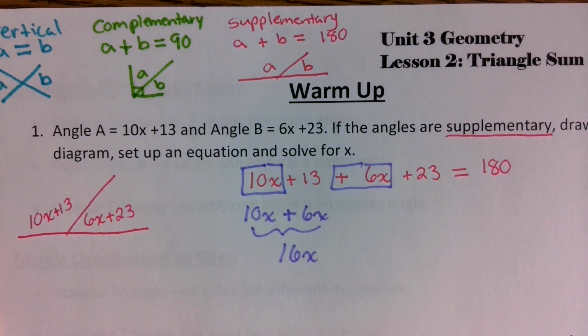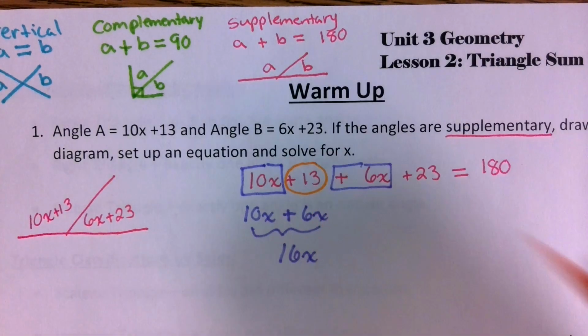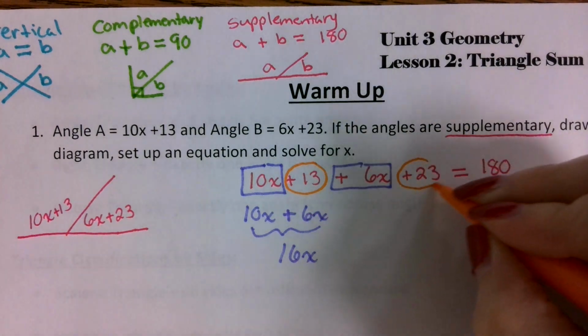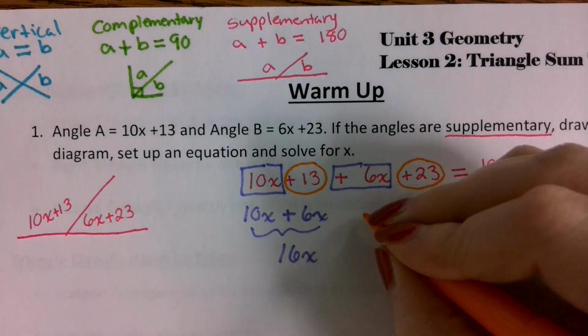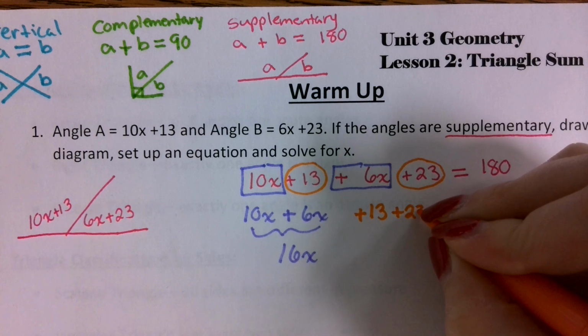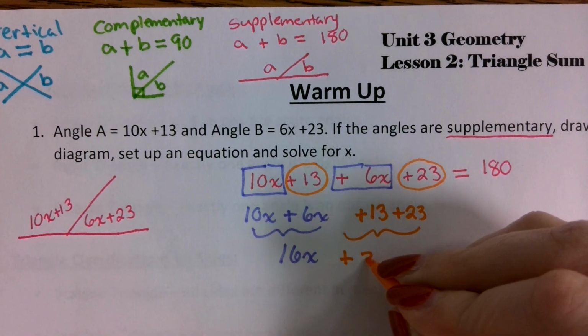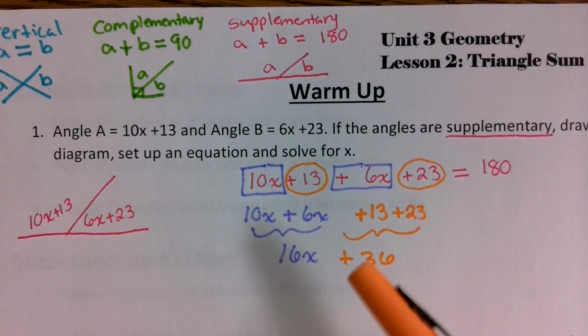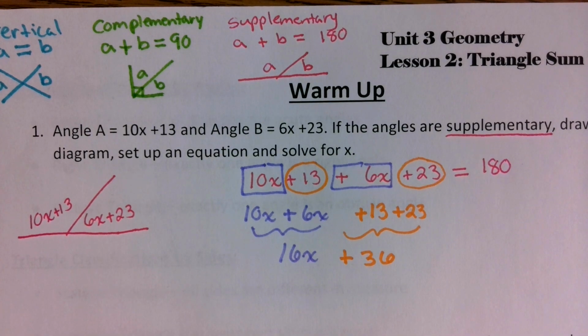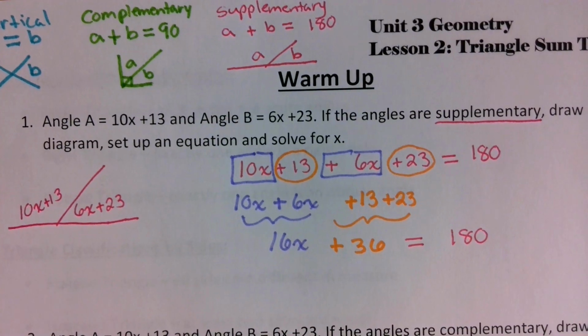There are two other terms that we can combine together. Christopher? 13 plus 23. Very good. We have a positive 13 and a positive 23 that, when we combine them together, we get a positive 36. So we now have 16x plus 36 is equal to 180.